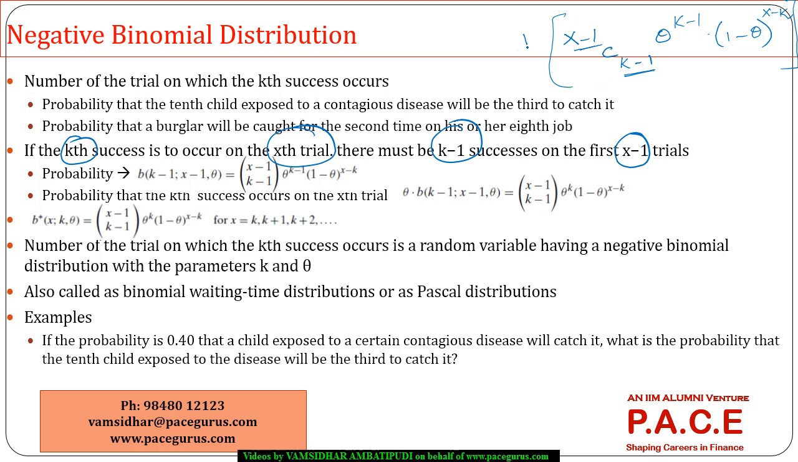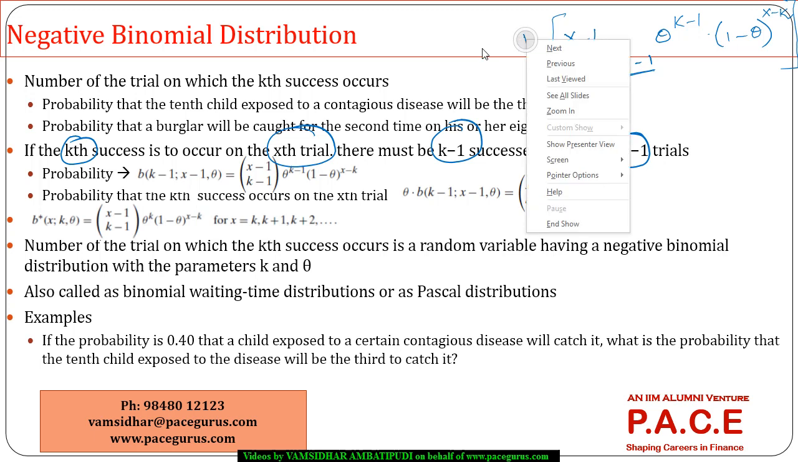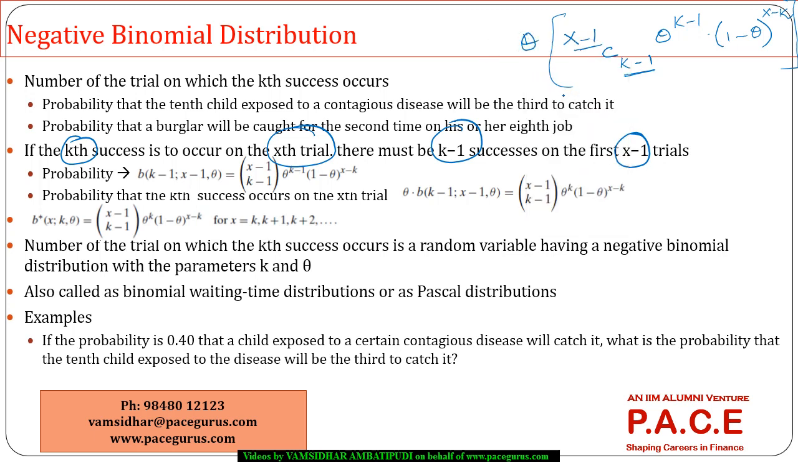And obviously the xth one, the next one, is going to be a success. So the probability of that success is theta. Now this is what we call the negative binomial distribution. B star is the representation. Because I have multiplied by another theta, it becomes x minus 1 c k minus 1, theta to the power k, 1 minus theta to the power x minus k. That is what we call the probability distribution associated with the negative binomial distribution.